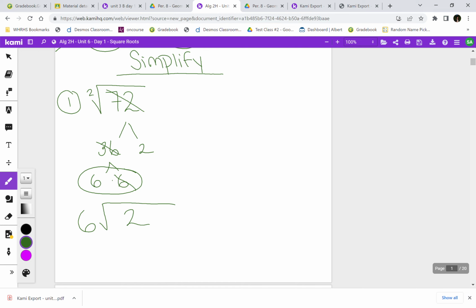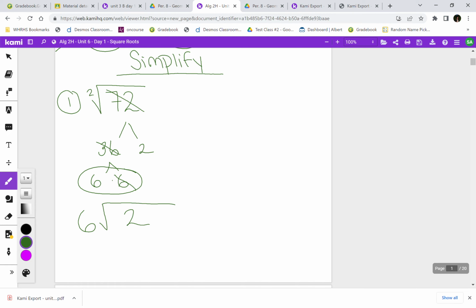So what is this telling us? 6 root 2 times 6 root 2 is 72. That's what this tells us. So when we're simplifying radicals, we're saying what number times itself gives us the radicand. 6 root 2 times 6 root 2 will give us 72.